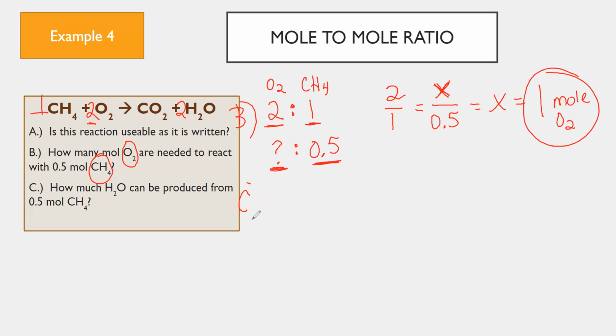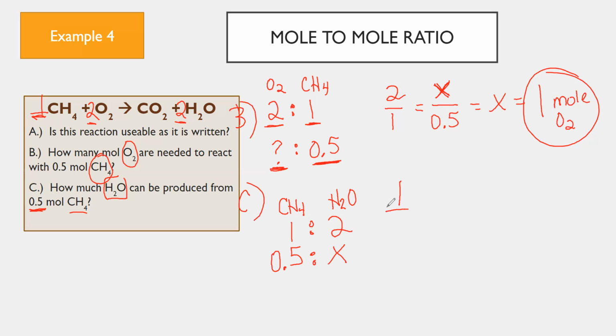All right, and C, they want to know how much water can be produced from half a mole of CH4. All right, so let's take a look at what we normally have for CH4 compared to how much water we normally get. So CH4 again is 1 CH4 gives us 2 waters. All right, but they've changed it. Now they're telling us we only have half a mole of CH4. And we're trying to find out the new amount of water.